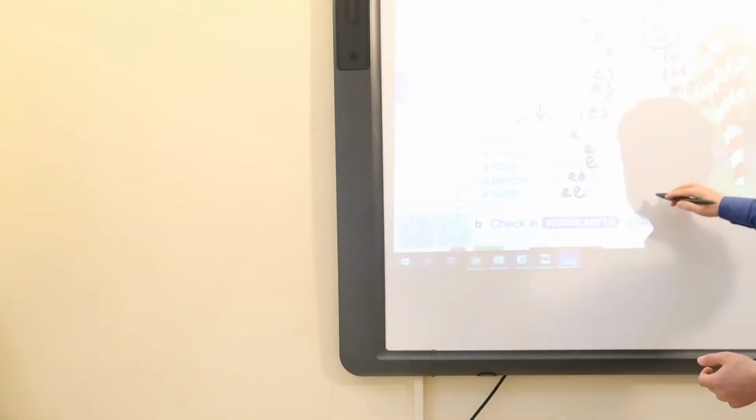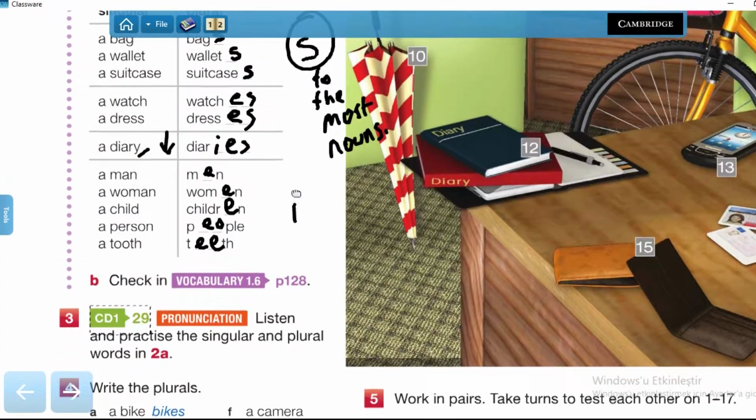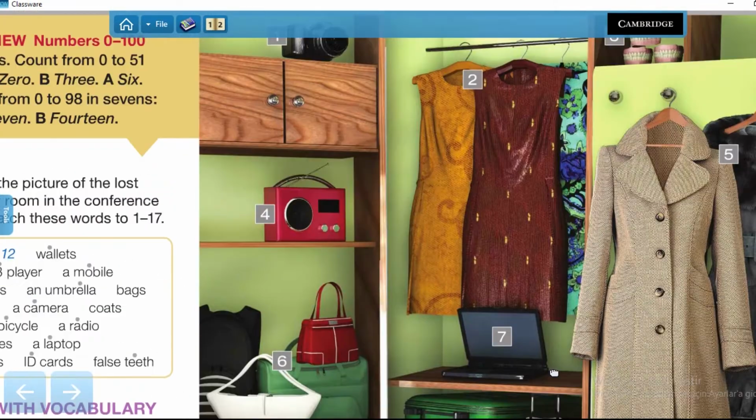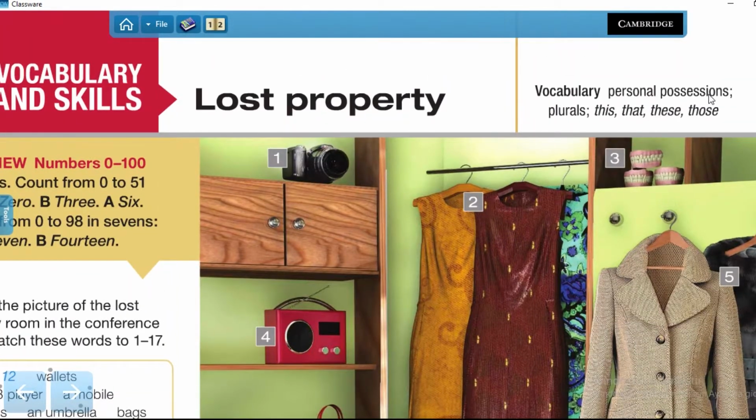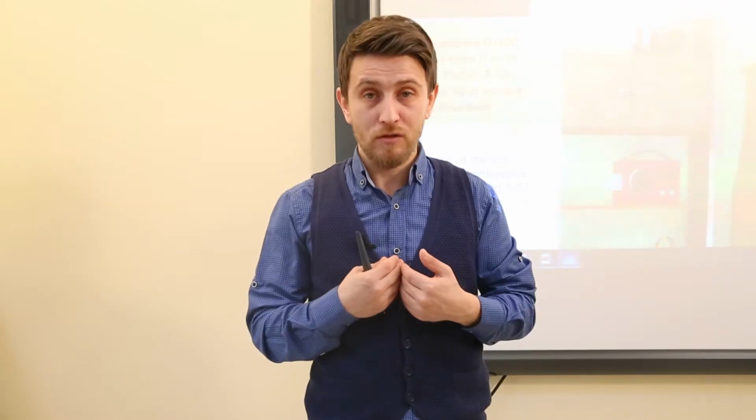The next rule here is, here we go down, here we go down. Now, the topic is here, personal possessions. What is possession? Possession is the things, the objects that we have. For example, a shirt. It is my shirt. So this is my possession. For example, a camera. I have a camera. So camera is my possession.